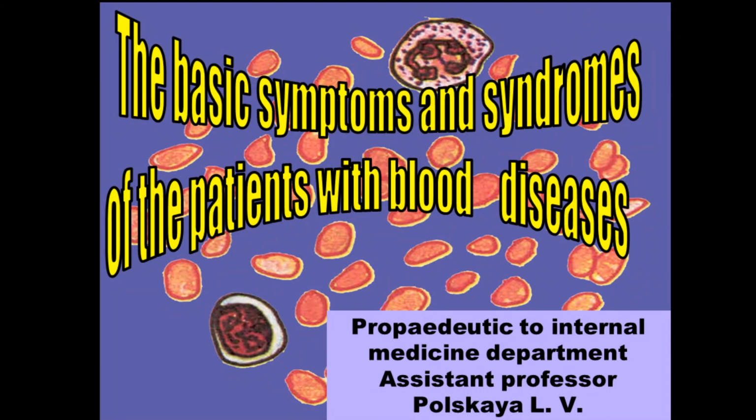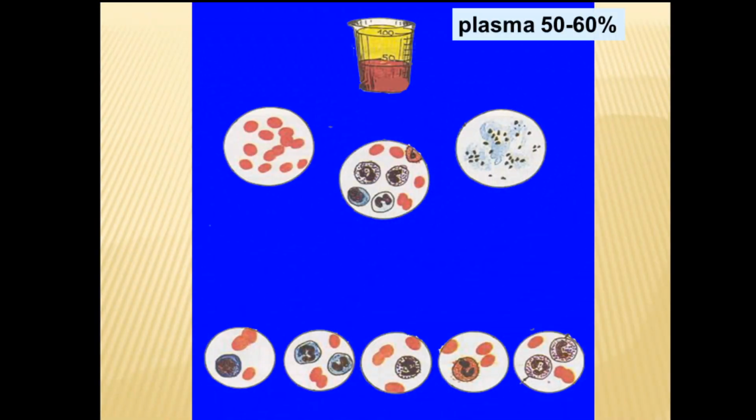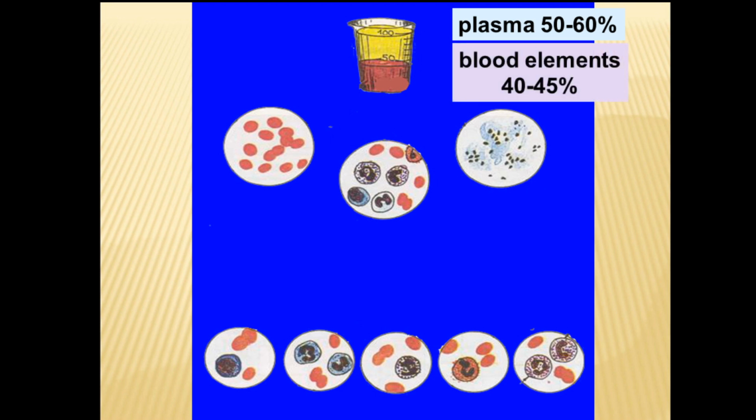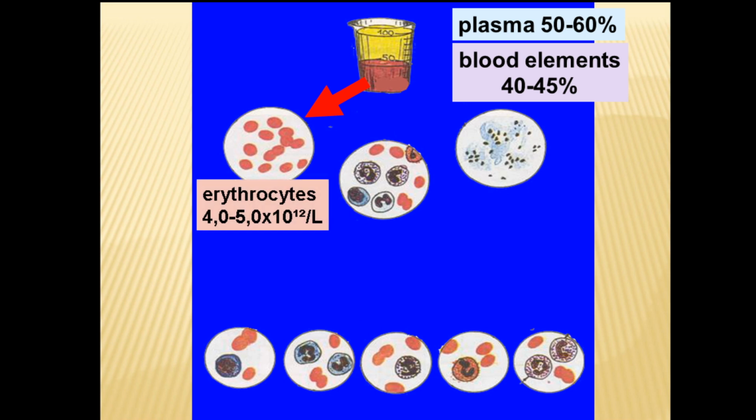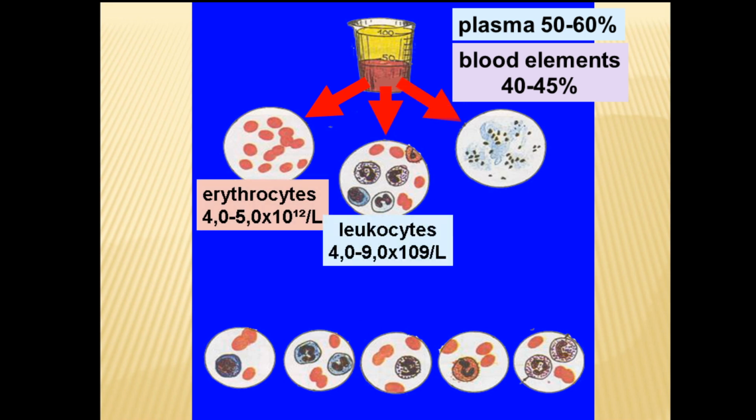Welcome to our lecture course, and today we'll talk with you about the basic symptoms and syndromes of the patient with blood diseases. First of all, I want to remind you that our blood is formed from plasma, the liquid part, which must be nearly 50-60%, and the blood elements, whose count is 40-45%. Main blood elements are erythrocytes, leukocytes, and platelets.